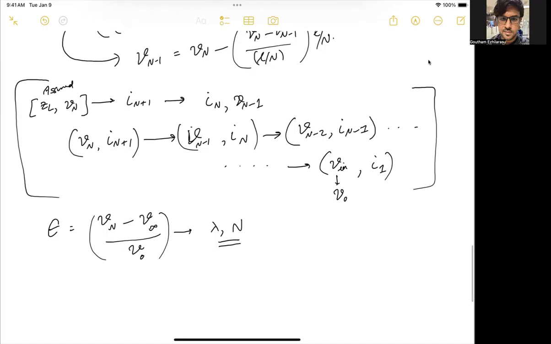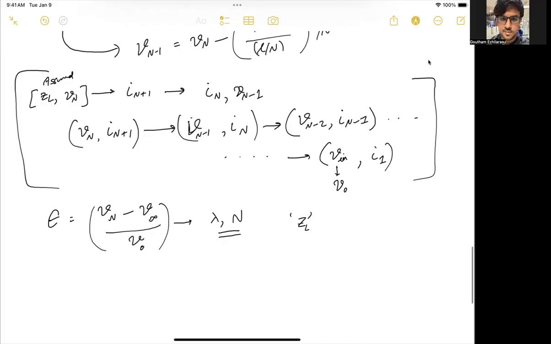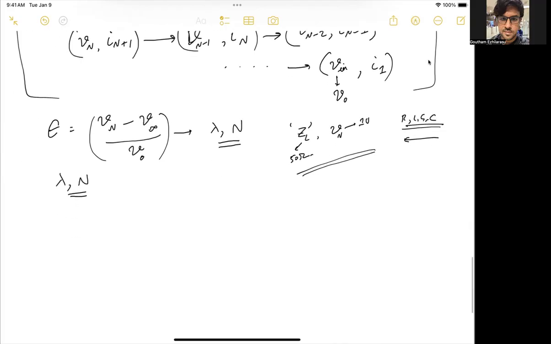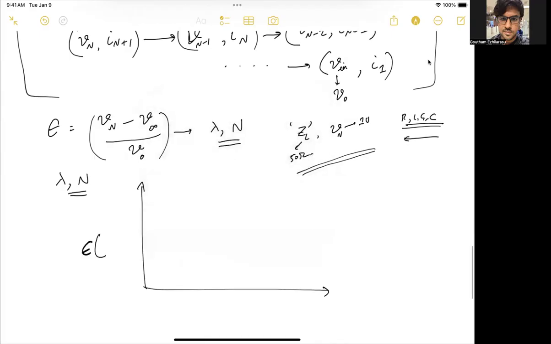But one way to solve this would be to assume some value of ZL and some value of Vn. So let's say Vn is 1 volt and ZL is 50 ohms. Then we can also assume certain values of RLGC, and back calculate to get some number. Then we can calculate for different values of lambda and different numbers of units n using something like MATLAB. We can compute and plot the error. If you plot this error, epsilon, which is a function of both n and lambda, you'll find that there will be different plots.